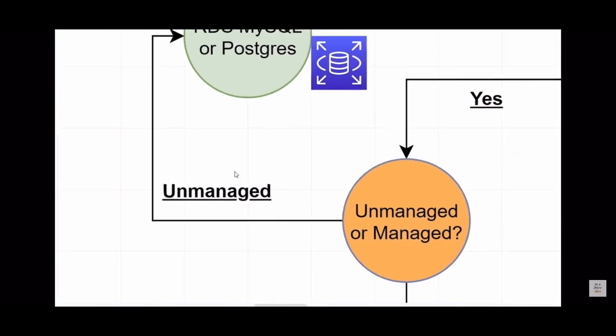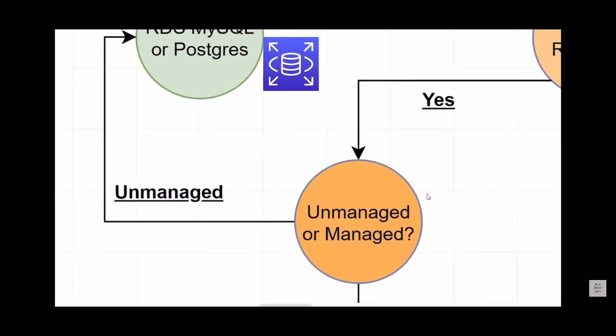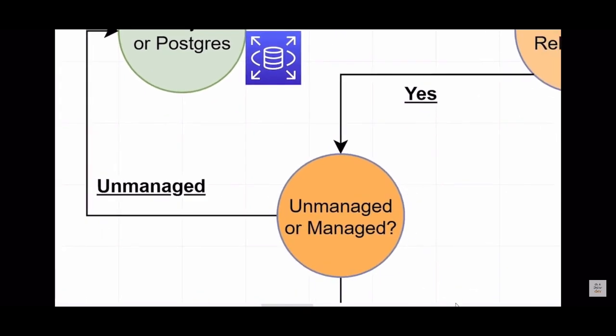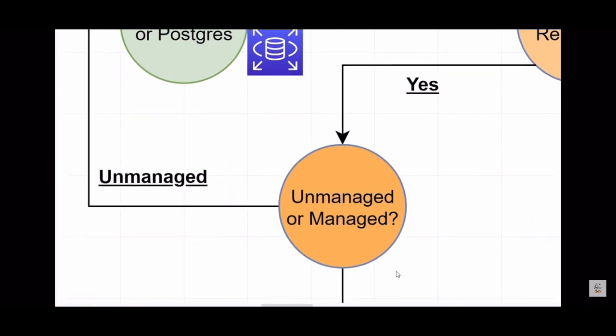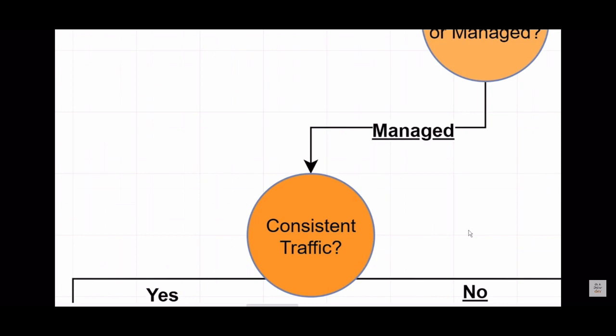If you want to go with the unmanaged solution, then I suggest going again with RDS, MySQL, or Postgres. It's going to give you the best bang for your buck, especially in terms of prototyping, but it's also very viable for production use cases as well. And if you want to go with a managed solution, the next question to ask is, is this going to be consistent traffic or bursty traffic?